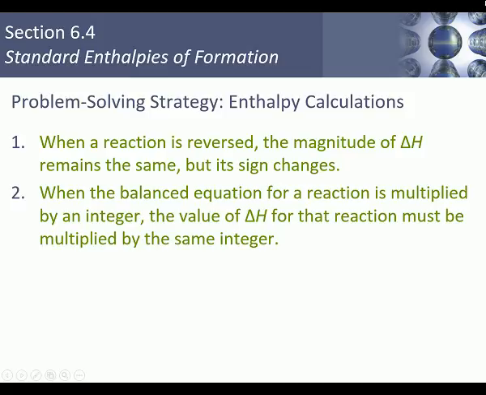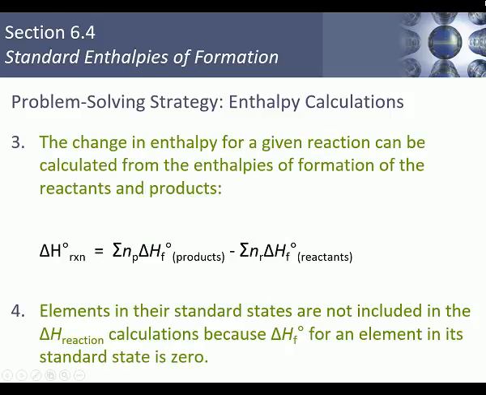When you come up against enthalpy calculations, there's going to be a system to follow, just like in Section 3 with Hess's Law. If you need to reverse a reaction, for the same reasons you'd need to when using Hess's Law, the magnitude of delta H stays the same, but its sign changes. And when the balanced equation for a reaction is multiplied by an integer to make sure there's the correct number of reactants and products, the value for delta H for that reaction must be multiplied by that same integer, just like in Hess's Law.